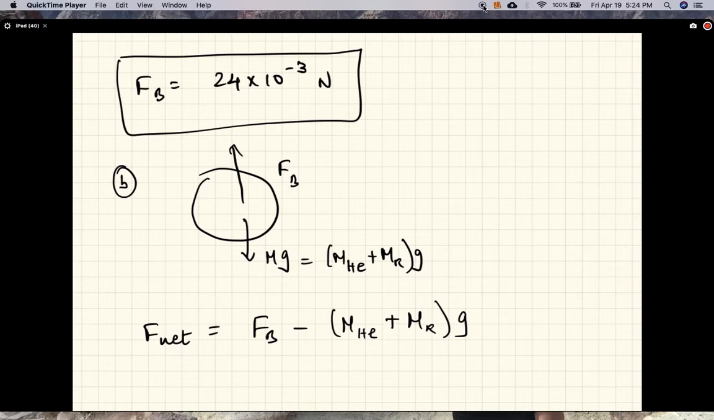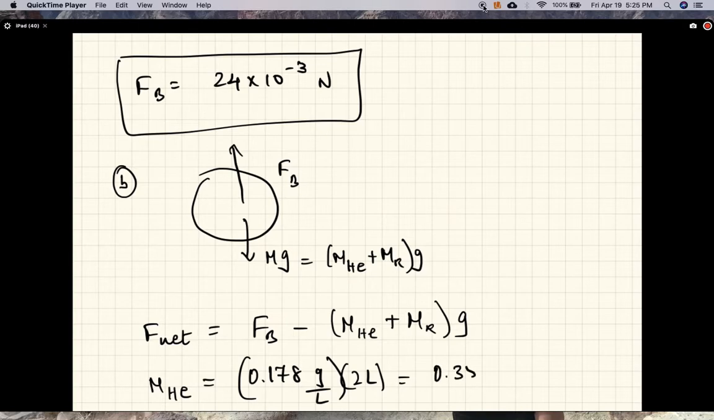All right, what we'll do is calculate the mass of helium separately. The mass of helium is the density of helium, 0.178 grams per liter, times the 2 liters of helium we had. So this is equal to 0.356 grams. And the mass of rubber, of course, was given. It's 1.5 grams.